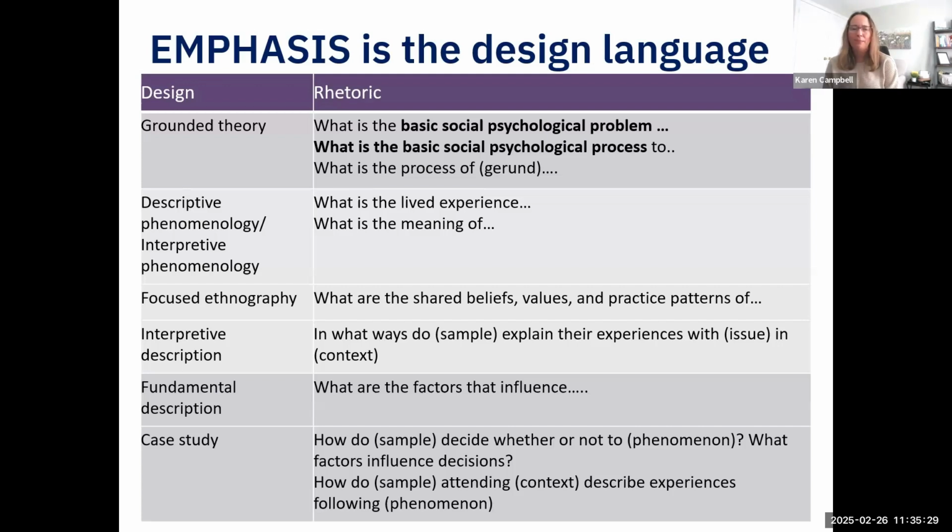And I would expect to see something like, what are the shared values, beliefs, or practice patterns, one of those types of words, for a given group. Interpretive description, again, is the one that looks at disciplinary knowledge: in what ways do people explain their experiences with an issue, or within a context? Oftentimes Sally Thorne talks about what can be learned from. So those are the types of ways in which that coded language happens. Fundamental or qualitative description: what factors influence? What are the barriers and facilitators? Those are often what we'll see.